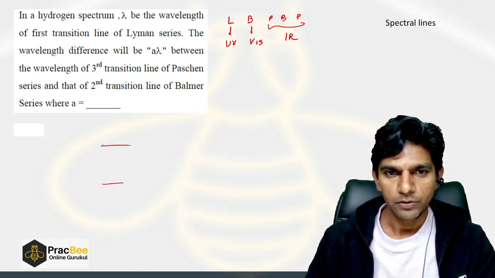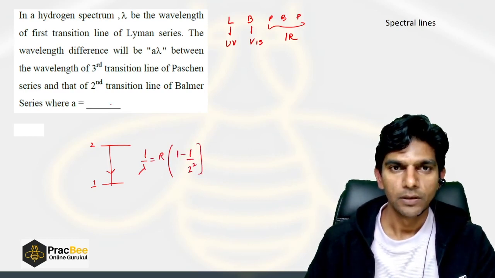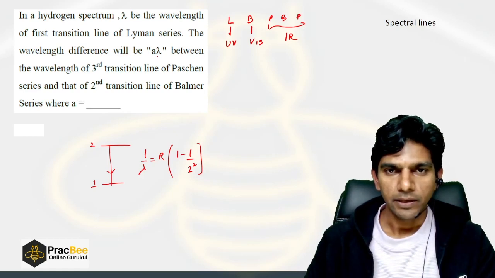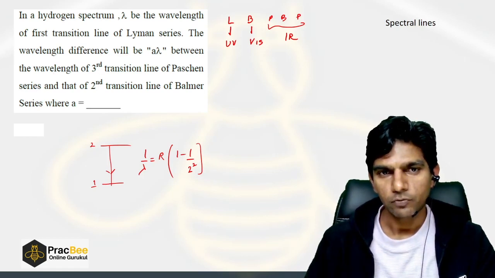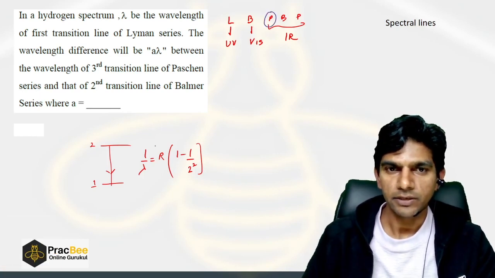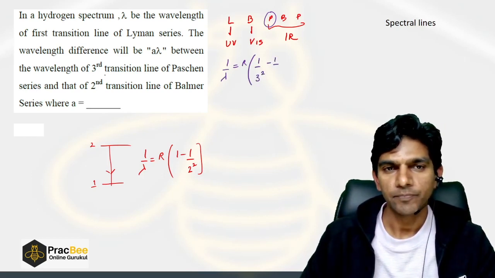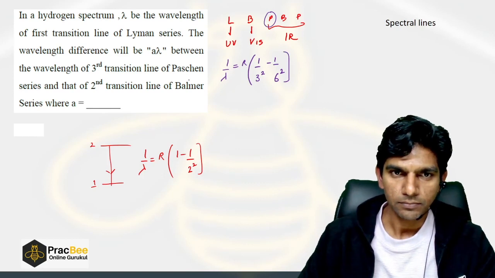So electron is coming from 2 to 1, first line of Lyman. So I can say 1 by lambda is equal to R times 1 minus 1 by 2 square. The wavelength difference will be Δλ between the wavelength of the third transition line of Paschen. So in Paschen, we have 1 by lambda is equal to R times 1 by 3 square minus, this is the third transition, right? So third will be 4, 5, 6 square, right?